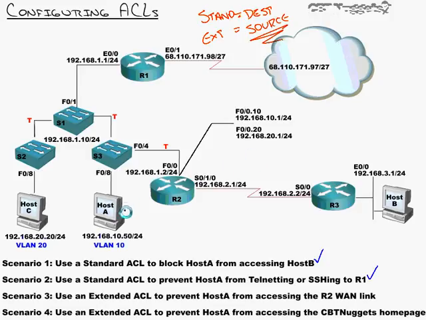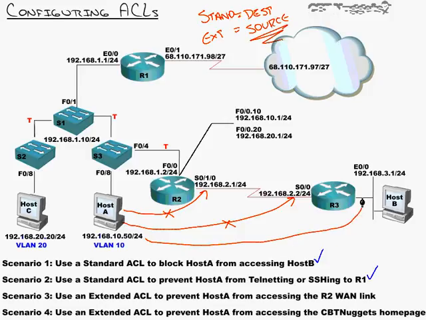What do you think? Host A, we just verified, cannot access 2.1. It cannot access 2.2. Will host A be able to ping 3.1, or this IP address on router 3? Think about that. What do you think?